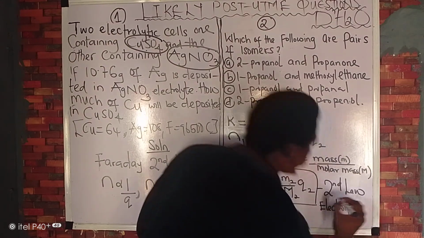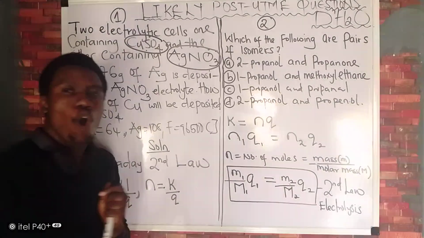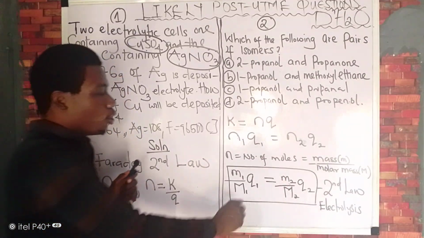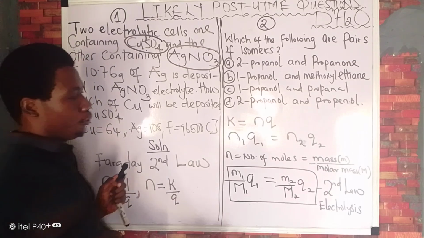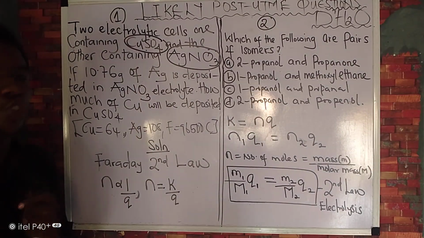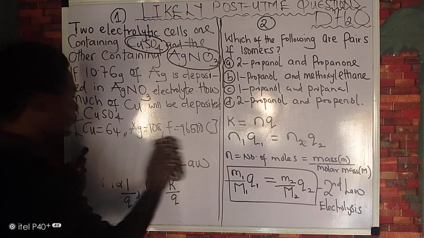Please take note of this. This formula must be noted. This is the mass of the first atom deposited. This is the molar mass. And this is the oxidation state. Okay, now if you have this formula, how do we solve this question or subsequent questions that you are likely to see in your exam?